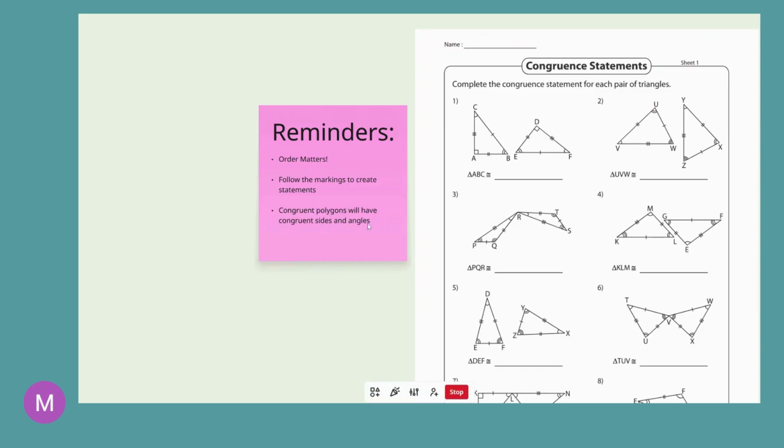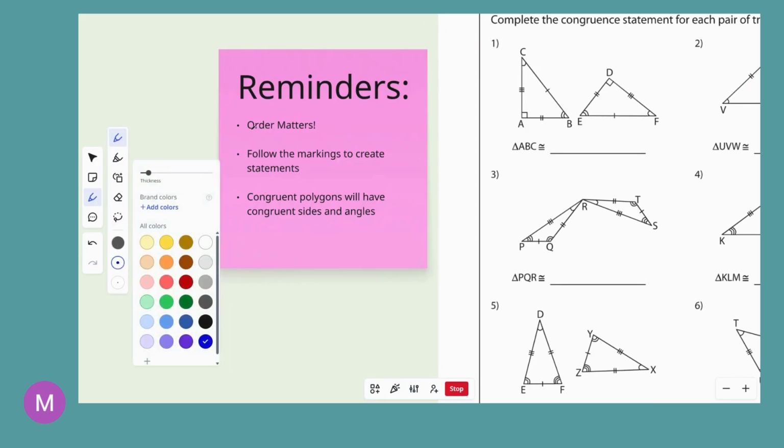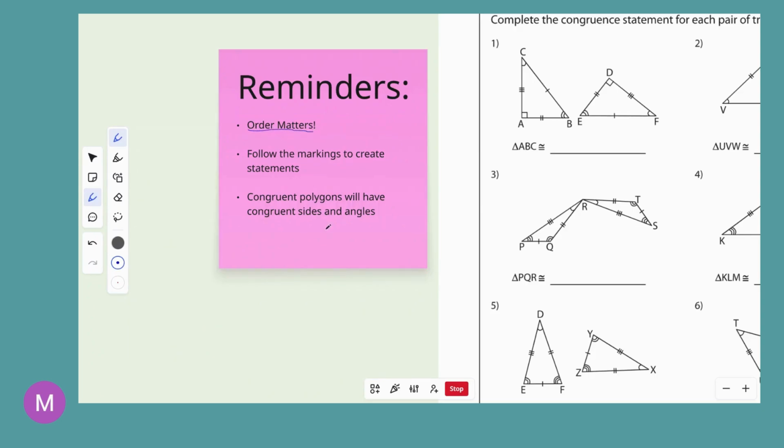All right, so let's start by looking at some reminders when it deals with congruency of shapes or polygons. The first thing that is very, very important is that order matters. The order of your statements tells us which sides are corresponding and which angles are corresponding. So it's definitely very important to keep the order in mind because it will be a determining factor for us. So order matters, very important.